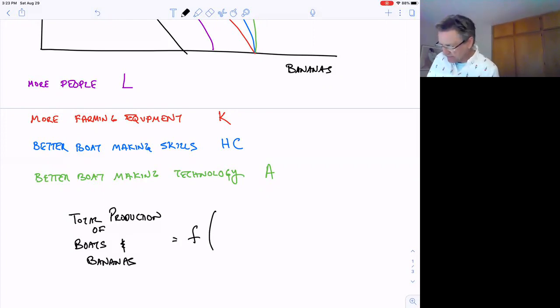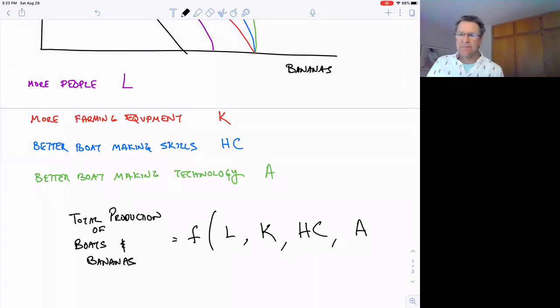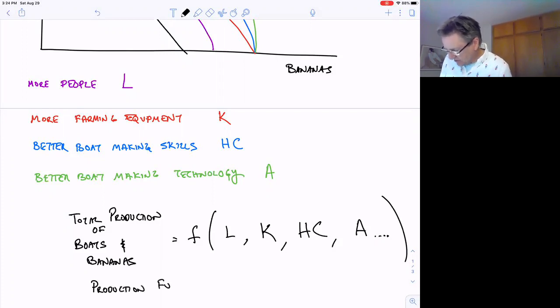So it depends on the labor. It's a function of L. It's a function of K, physical capital. It's a function of the human capital. It's a function of technology. And maybe it's a function of a whole bunch of other things too, but those are the four big ones. Those are the four big inputs that determine how much is going to be produced. So this is called the production function. It's just this relationship between inputs and outputs.